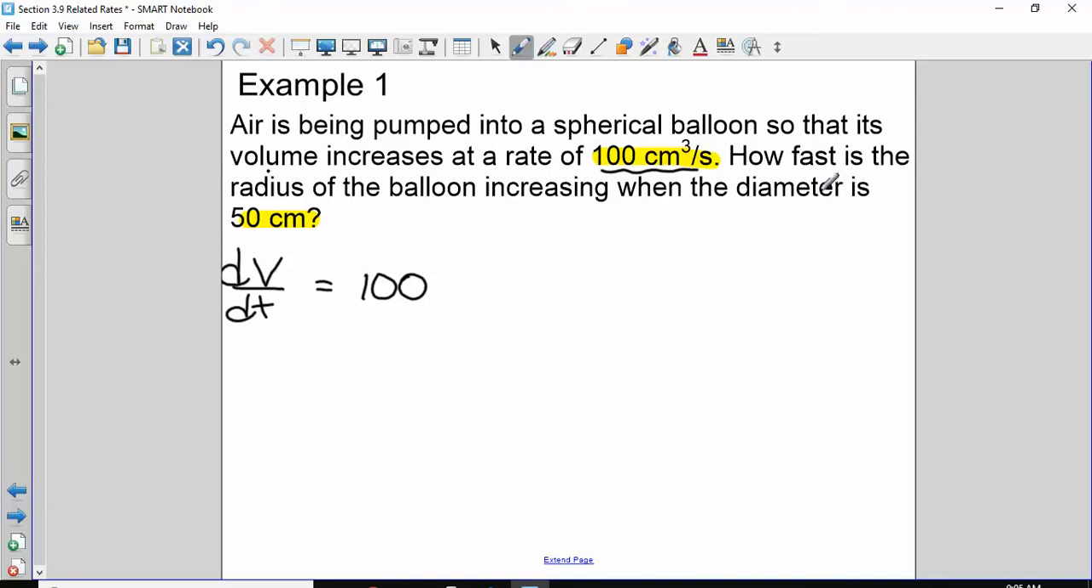Okay, I want how fast the radius is increasing. So I want to find something about the radius. I want to know how it's changing. So what would that be?